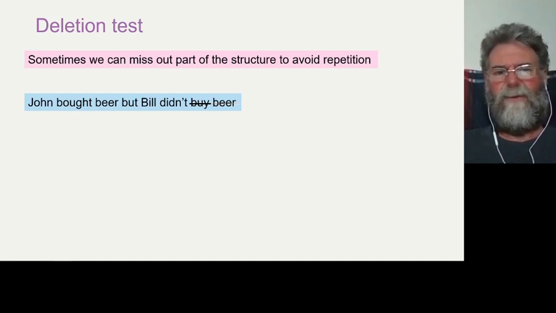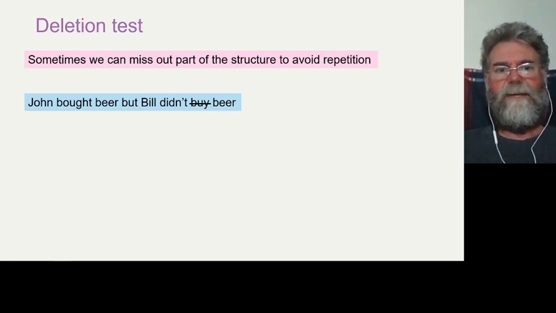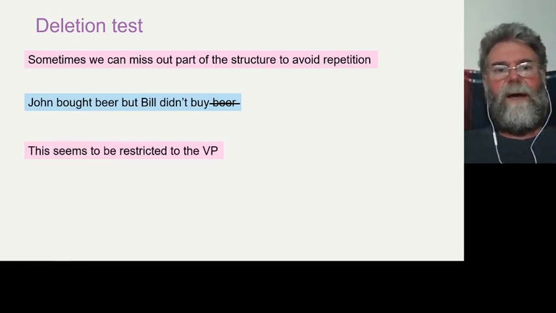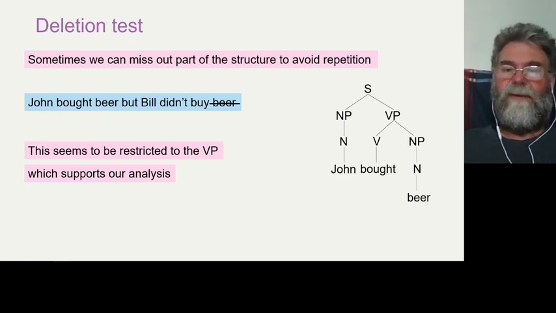So, for example, you couldn't miss out the verb and say, John bought beer, but Bill didn't beer. Okay, that's not going to work. Or you can't miss out the object, but keep the verb and say, John bought beer, but Bill didn't buy. Okay, it's got to be the whole verb phrase that you miss out here. Therefore, if that's true, and you can miss it out, then it must be a verb phrase.